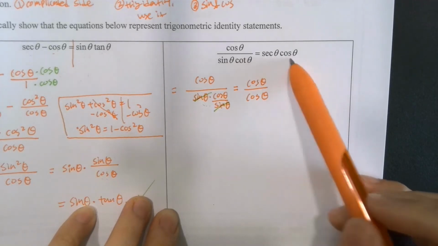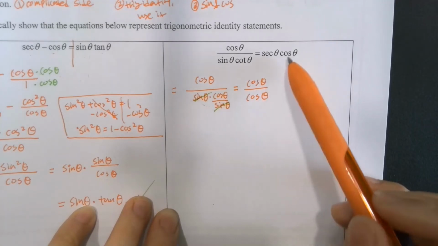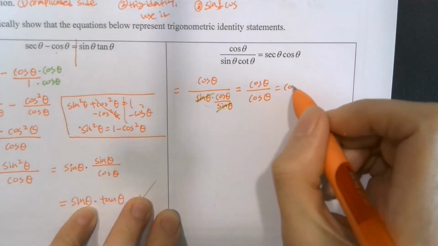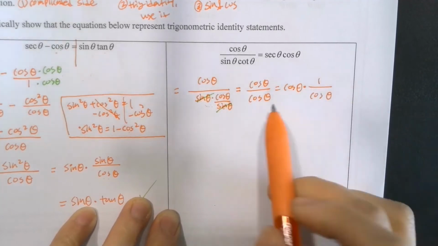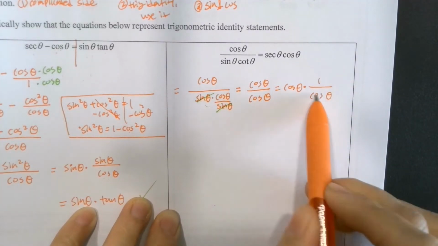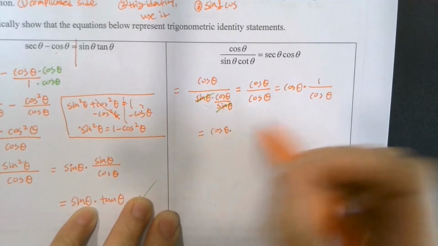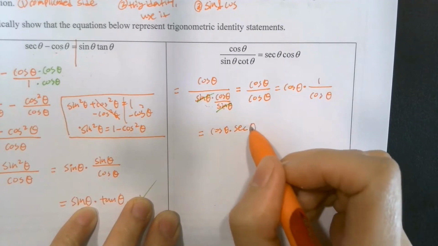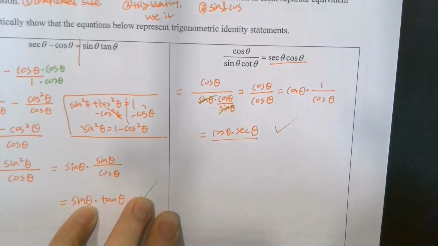Where do I want to get to? I want to get to secant theta times cosine theta. Do you see you already have cosine theta there? So I'm going to separate that. So cosine theta times 1 over cosine theta, because that's the denominator, so I can separate it like that. Now see what happened. Cosine theta times 1 over cosine theta is secant theta. Notice you just got to the other side of the equal sign. Done.